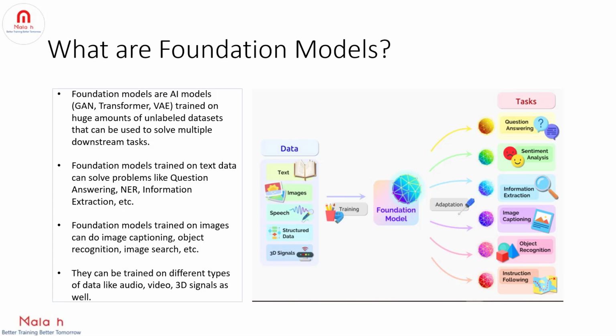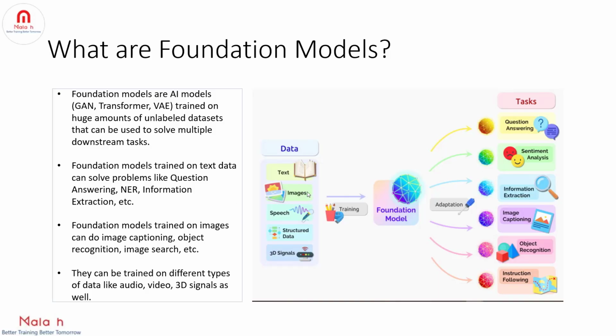So let's talk about what foundation models are. Foundation models are AI models trained on huge amounts of unlabeled datasets that can be used to solve multiple downstream tasks. For example, foundation models trained on text data can solve problems like question answering, that is chatbot, NER, that is named entity recognition, and information extraction. So by using foundation models, we can solve these kinds of different tasks.